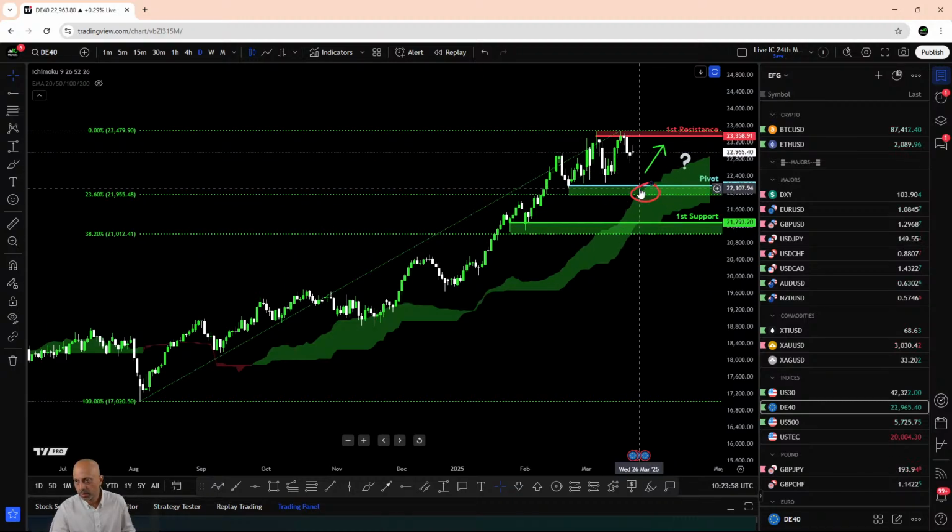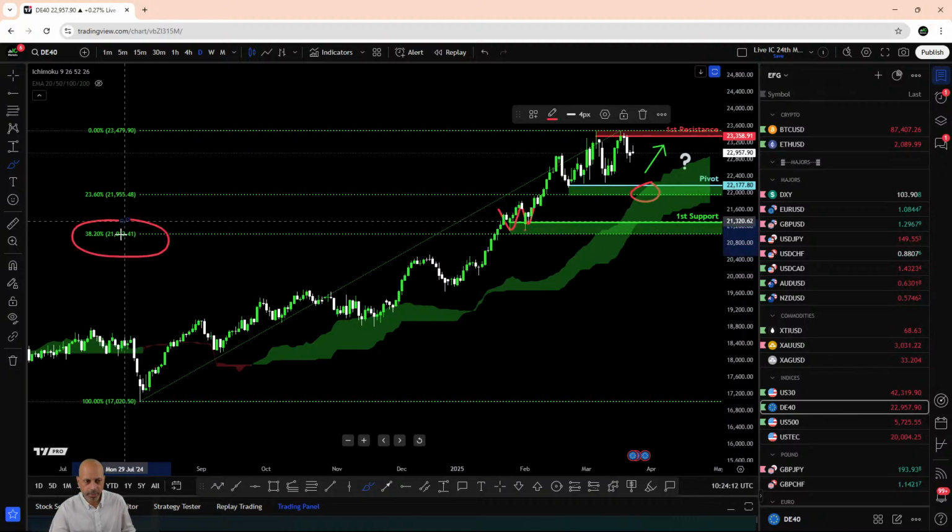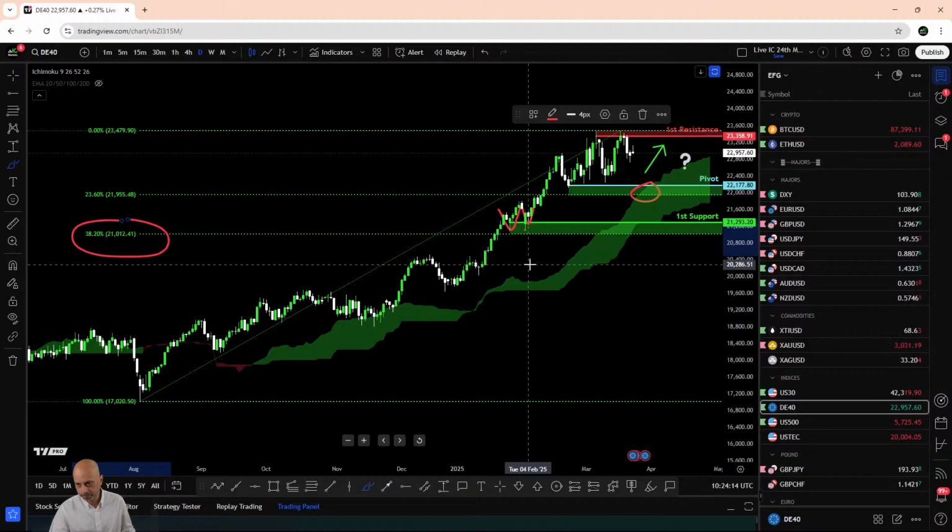DAX once more. Below the pivot, which is a multi-swing low support, there's another multi-swing low support. I see a nice double bottom being formed here, first on 27th of Jan, and then again on the 3rd of Feb. Nice support area here, accompanied by a Fibonacci retracement at 38.2%. So another strong support zone at 21,293.